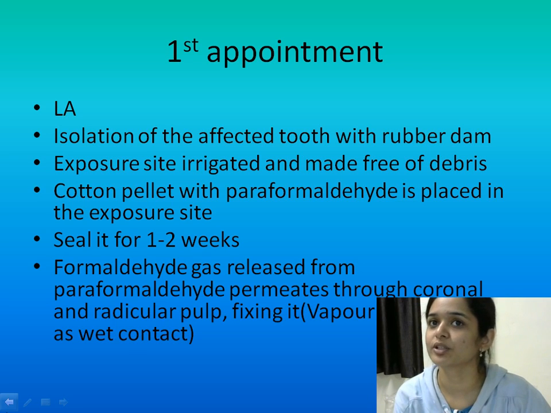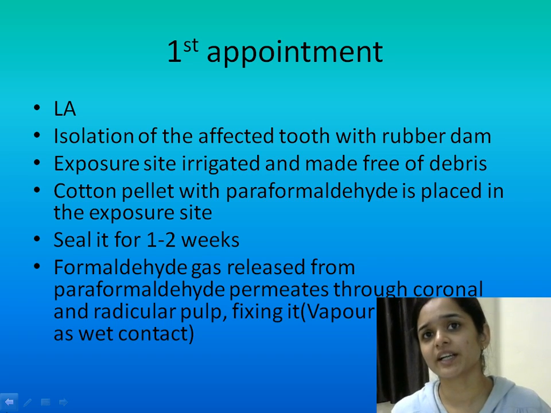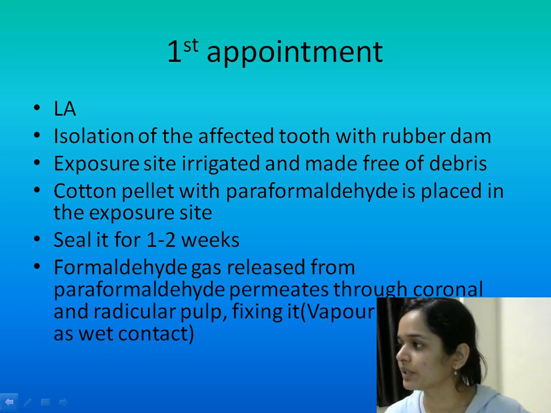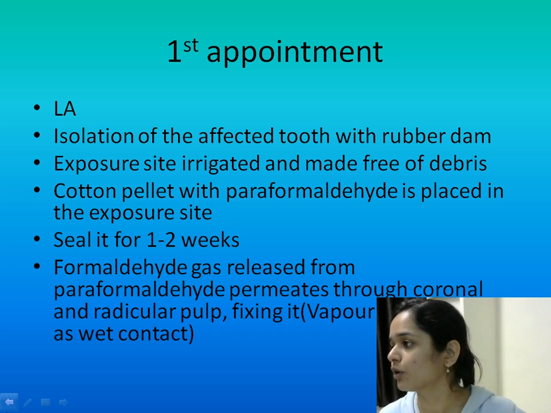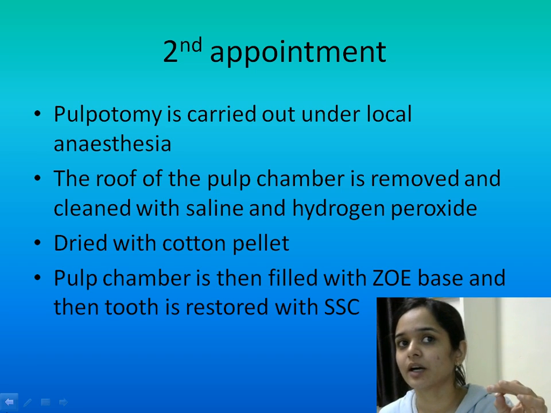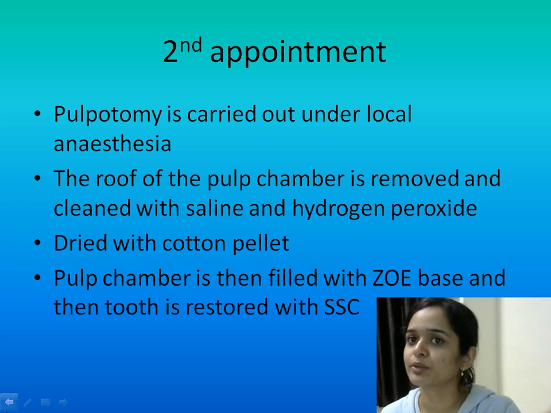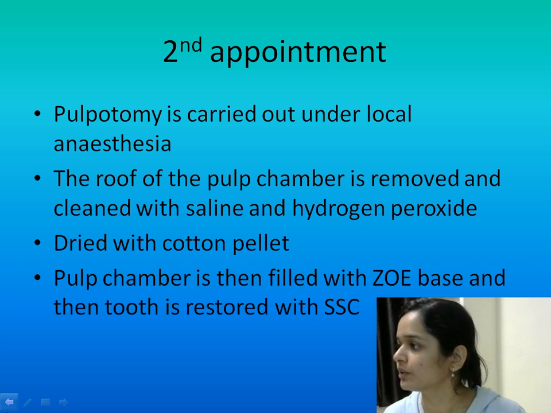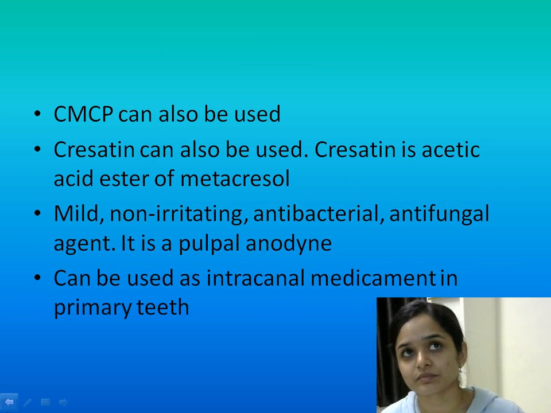In the first appointment only the pulp tissue is removed, and formaldehyde gas released from the paraformaldehyde permeates to the coronal and radicular pulp. The cotton pellet with paraformaldehyde is placed at the exposure site, and temporary restoration is done and sealed for 1-2 weeks. Second appointment, the restoration is removed and the roof of the pulp chamber is removed, cleaned with saline and hydrogen peroxide. The pulp chamber is then filled with ZOE base like a normal pulpotomy. It is just that it is done in 2 appointments if the bleeding is slightly more. CMCP and cresatin can also be used.